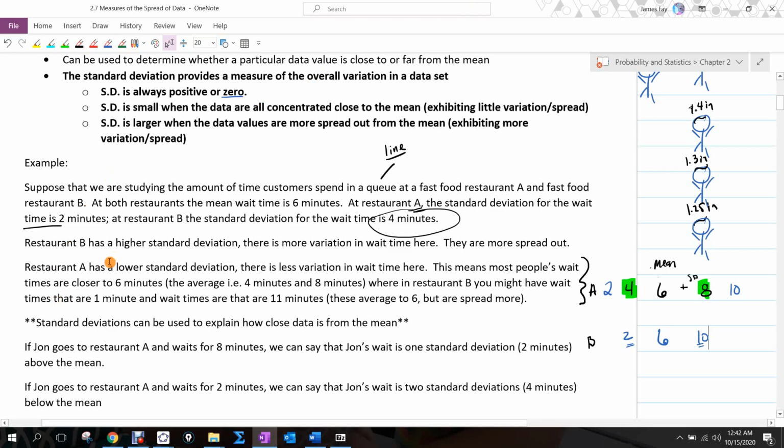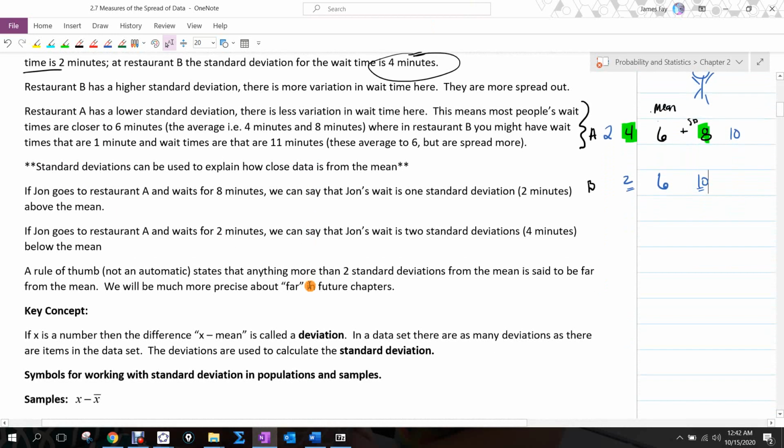So standard deviations can be used to explain how close data is to the mean, and that allows us to make predictions. If I'm a person who wants to go to restaurant A, I know this information about it. If you've ever gone to a fast food restaurant and sat out in line, occasionally there are people out there with laptops or tablets, and they're essentially taking statistics. They're recording data on these queues and the time people are waiting. So McDonald's knows for their different locations the standard deviation for wait time. And if I'm a customer there and I knew that standard deviation, I could make an argument about the probability that I'm going to have to wait between 2 minutes and 8 minutes, or 4 minutes and 8 minutes, or something like that.